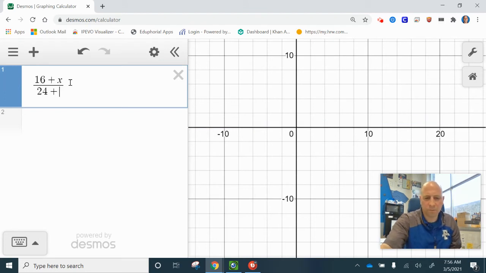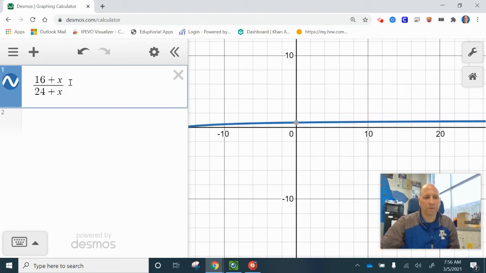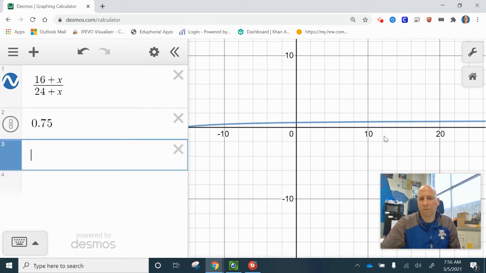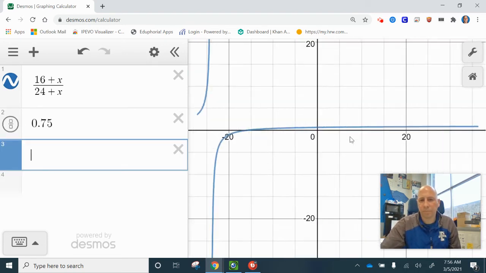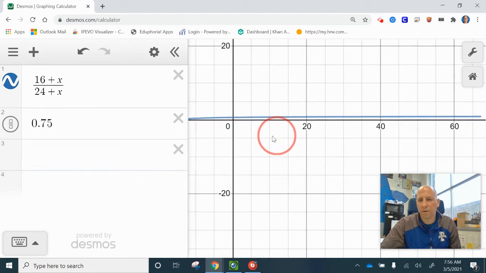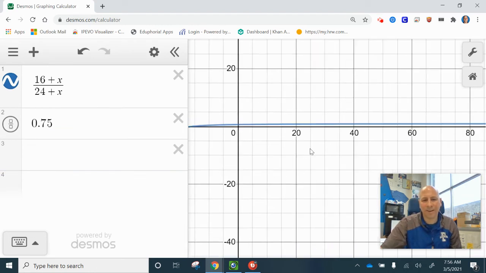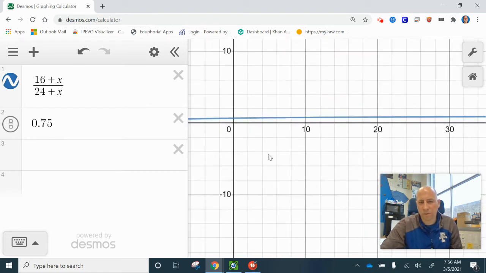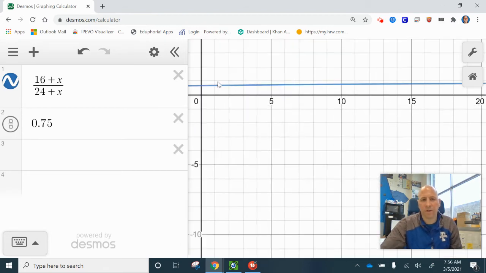Okay. Oh, where'd that 5 come from? X. Okay. And then I'm going to graph 0.75. Okay. Now, in this case, you can see that Desmos really didn't work very well to find that. Okay. So I'm going to say goodbye to Desmos.